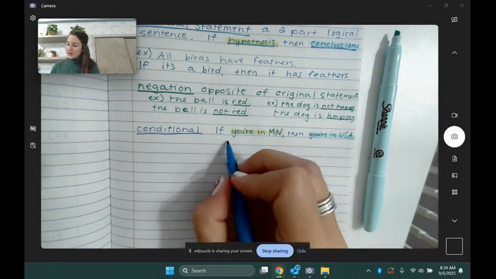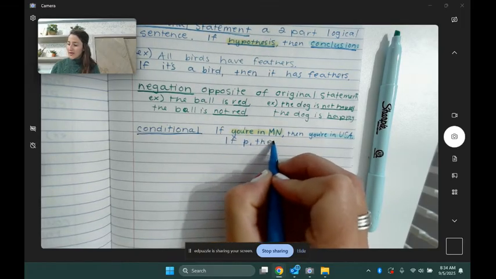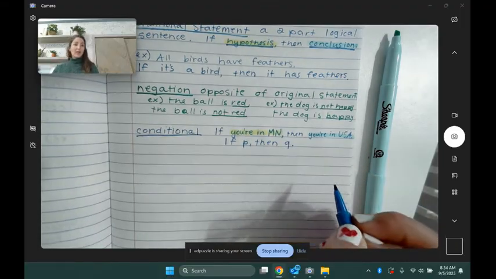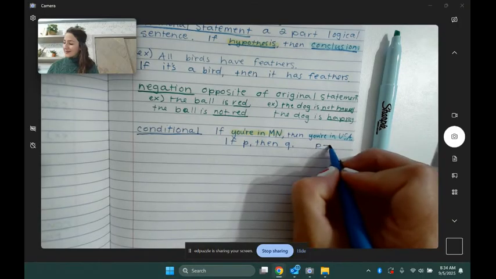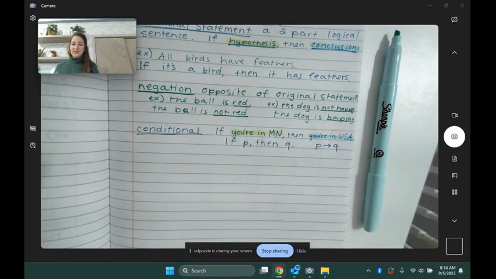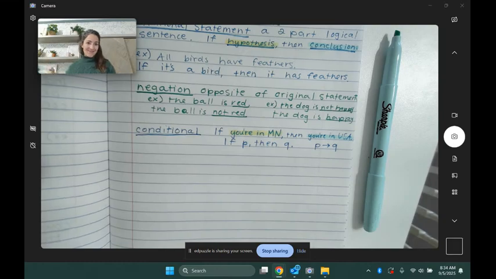We do have a shorthand for this. If P, then Q. And we even take it shorter because mathematicians love a shortcut. P arrow Q. This is my starting point. This is my conditional statement.